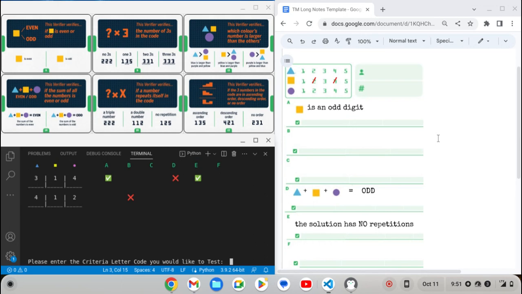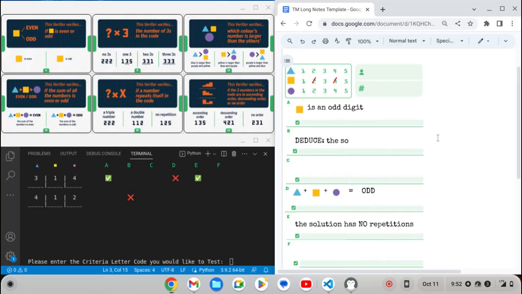Okay, so let's go ahead and type that up in our notes, and we'll say that we're going to deduce that the solution has a single 3.